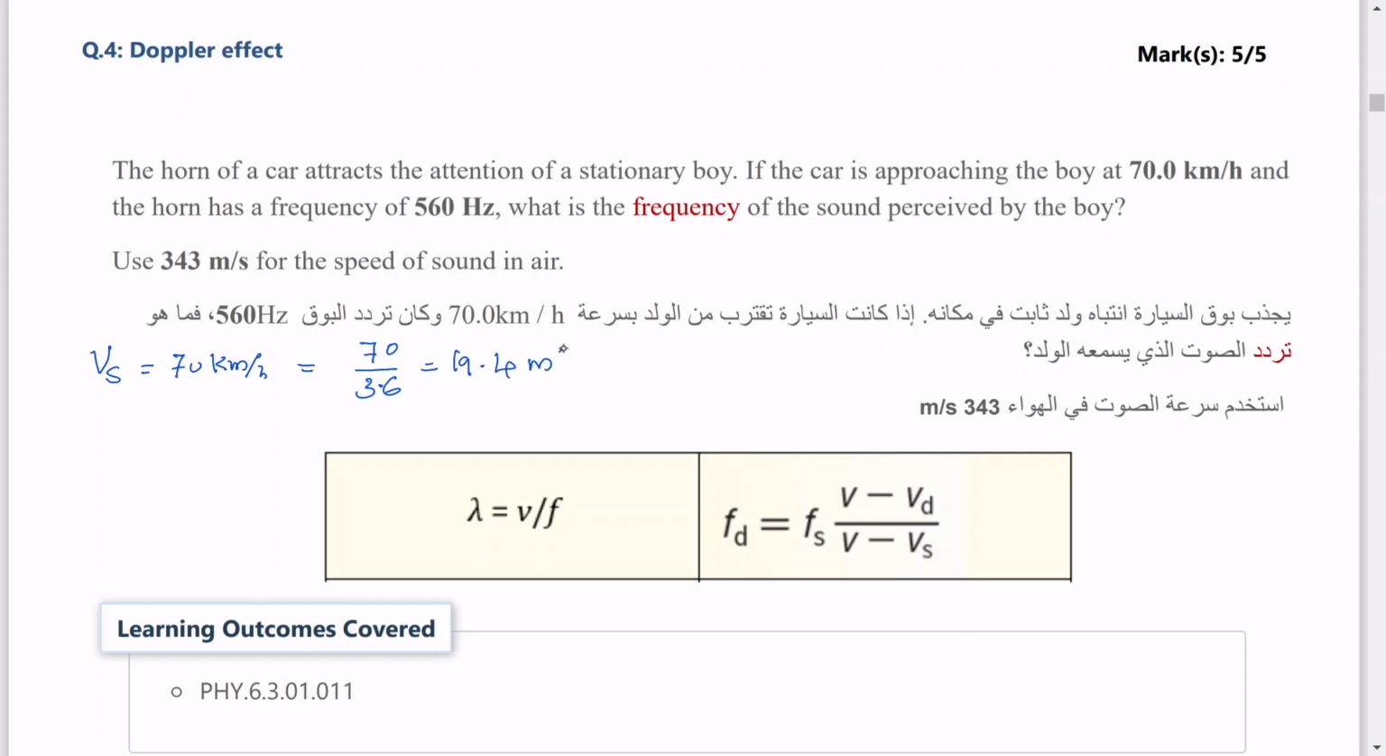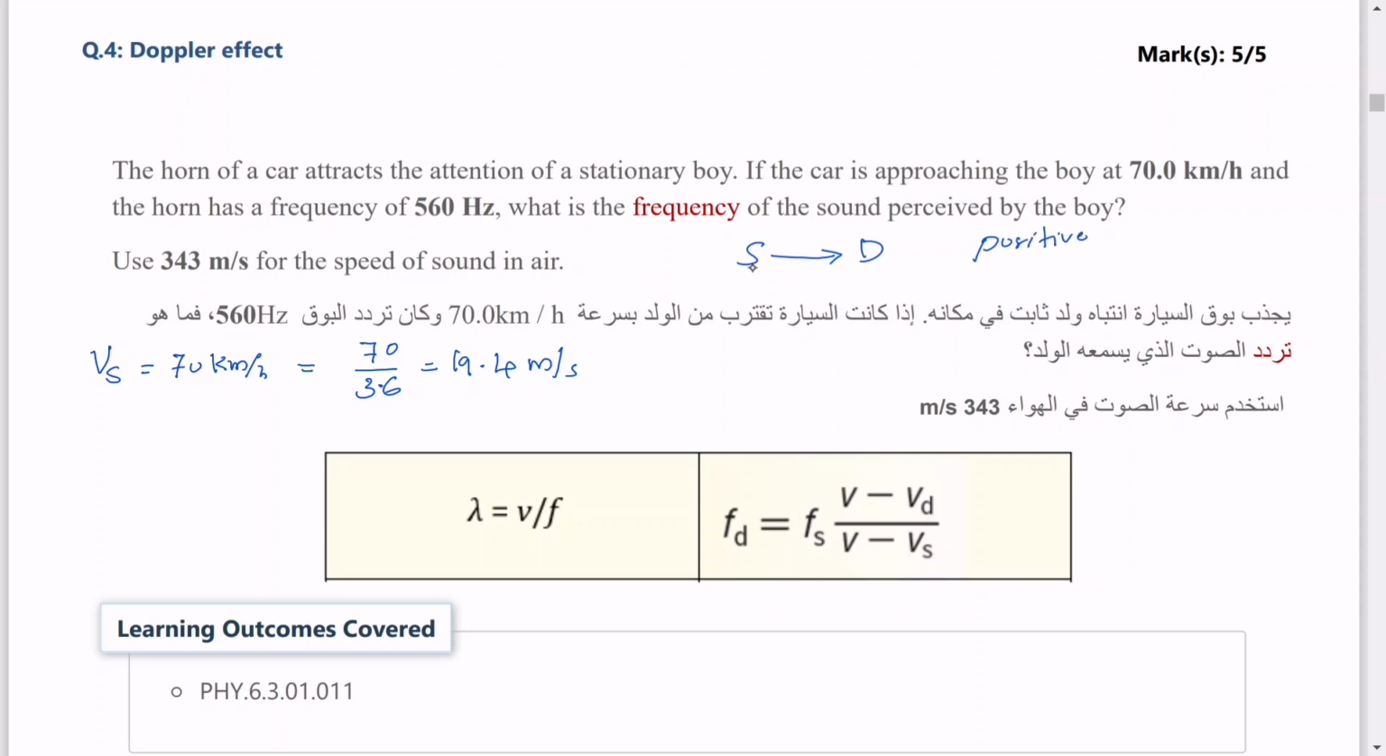So the speed of the car is 19.4 meters per second. Here the car is moving towards the buoy, so the direction is from source to detector. The direction from source to the detector is taken as positive.